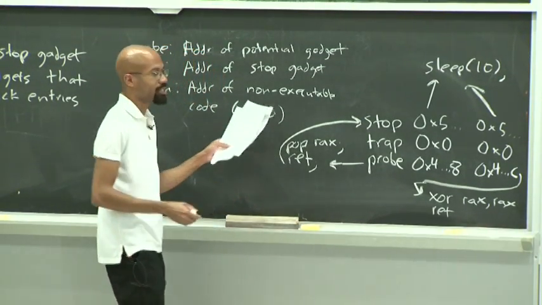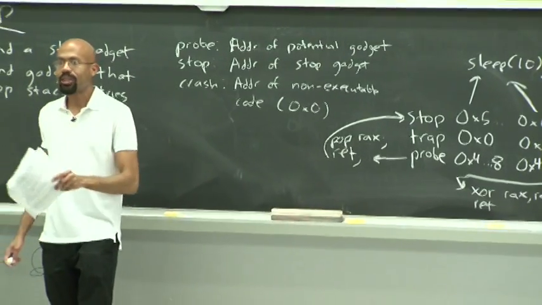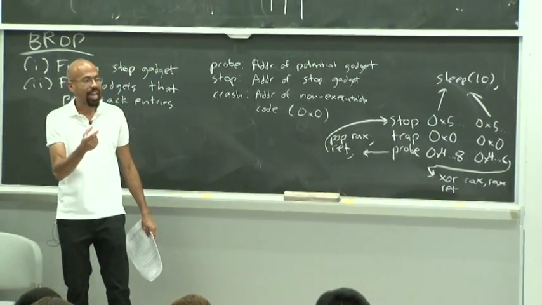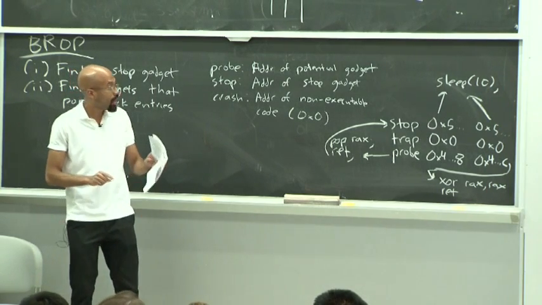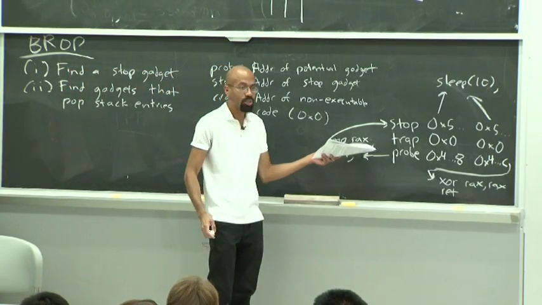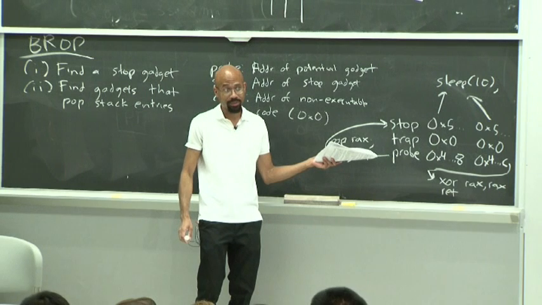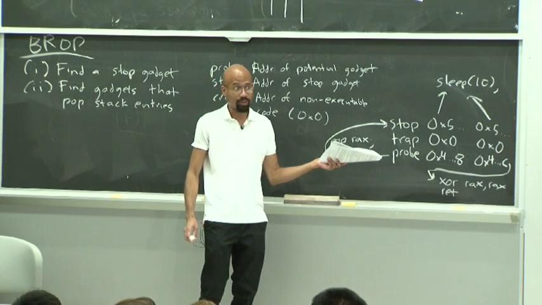So once you've got these gadgets, what do you know? Well, you found the location of code snippets that allow you to pop stuff off the stack, precisely one thing off the stack. But you don't actually know into what register they're popping it. You just know that they're getting popped off.